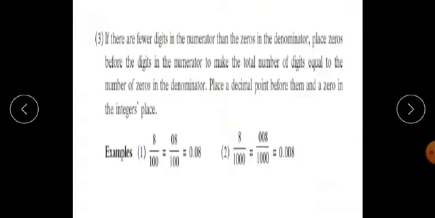0.725. Next rule: if there are fewer digits in the numerator than the zeros in the denominator, meaning the number of zeros in the denominator is greater than the number of digits in the numerator, what you have to do? Place zeros before the digit in the numerator to make the total number of digits equal to the number of zeros in the denominator. Place a decimal point before them and a zero in the integers place.